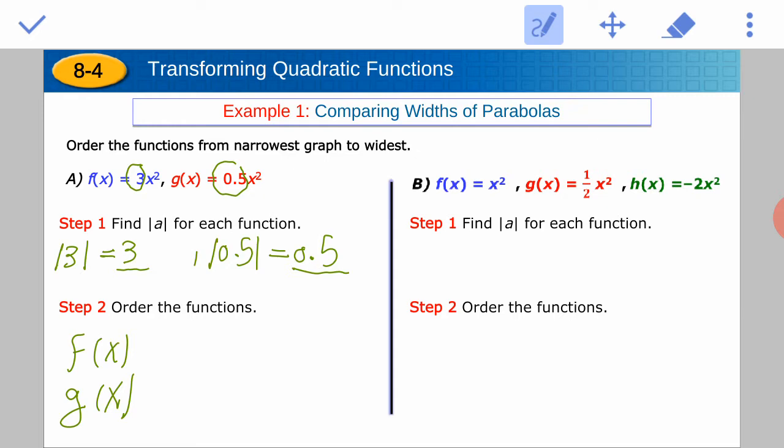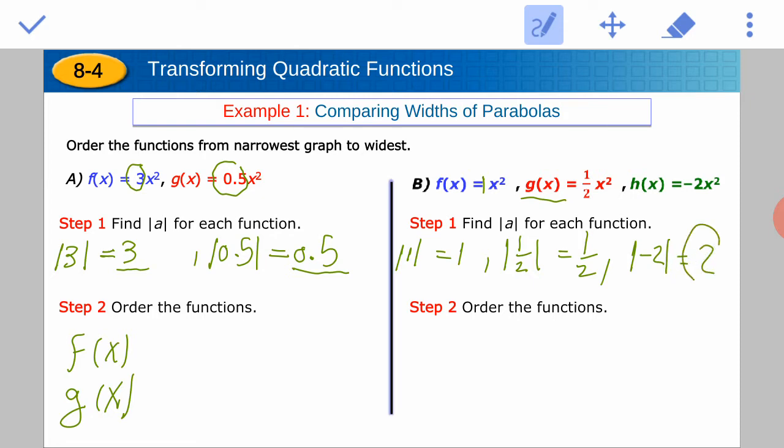Another example. This time we are given three functions, f, g, and h of x. Each one of them is written in a different color, and again we need to order them from narrowest to widest. So guys, how do we know? From the coefficient of x squared in each function. In the first one, the coefficient of x squared is 1. It's an invisible 1 actually, so the absolute value is going to be 1. The absolute value of half in the second function, g of x, is equal to half. And the absolute value of negative 2 in the last function is going to be 2.